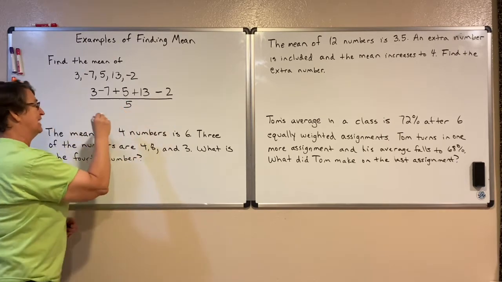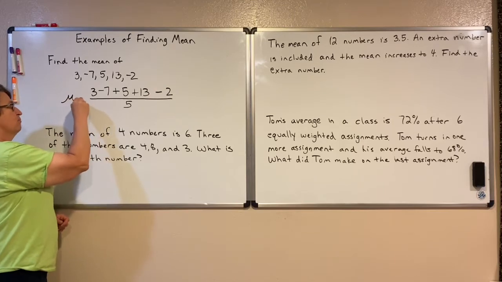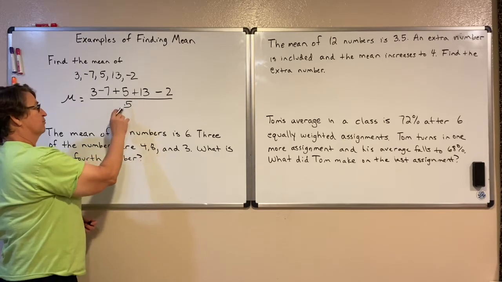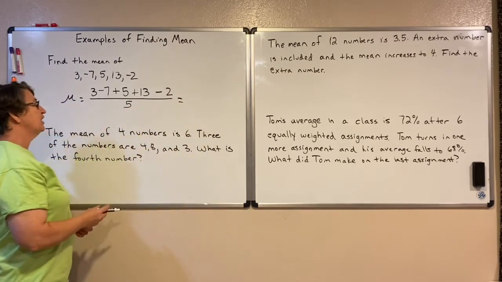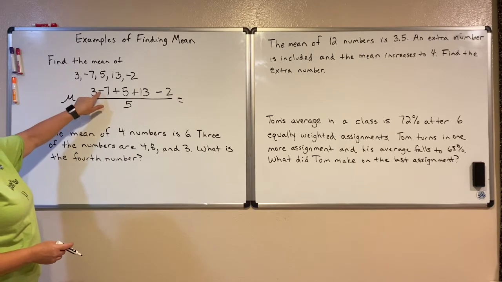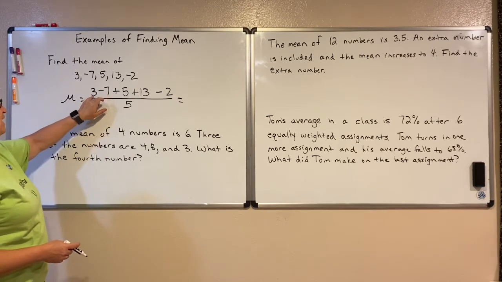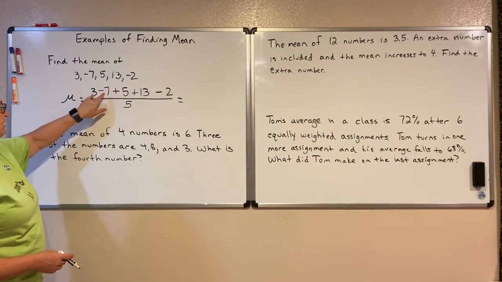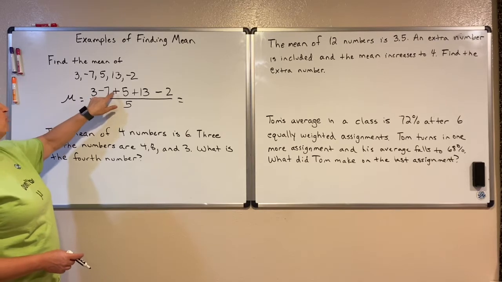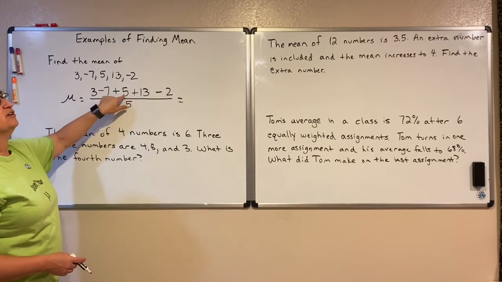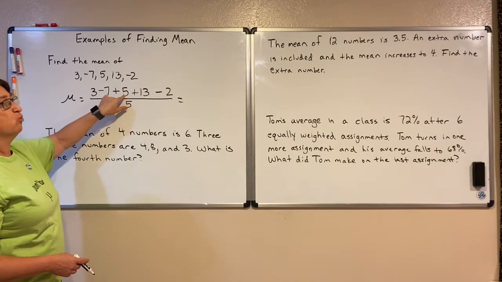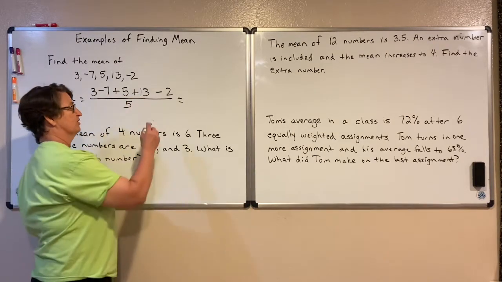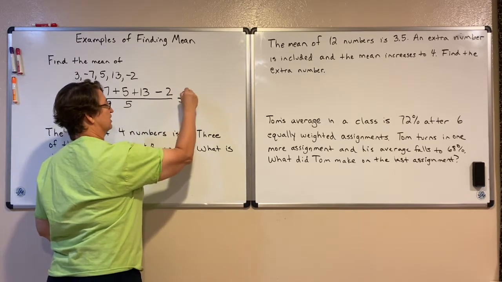So to find the mean, and we use this letter mu to mean the mean, I just add up these numbers and divide by 5. So here, I'm going to add up these numbers, 3 minus 7. Well, 7 minus 3 is 4, and I walked further into negative land, so that's a -4. -4 plus 5 is 1, a positive 1. Plus 13 is 14. 14 minus 2 then is 12.